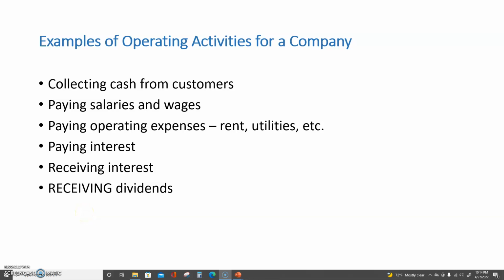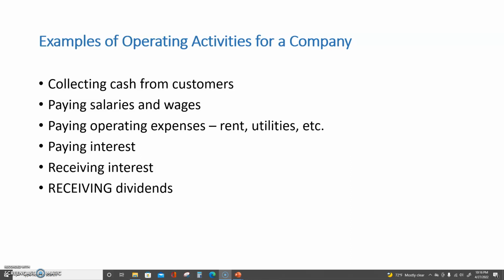In this section, we're going to look at examples of operating activities for a company. Whenever you see these types of activities occurring, they belong in the operating activities section of the cash flow statement. Collecting cash from customers is an example of an inflow of operating activities. Inflows are cash coming in, outflows are cash going out. So collecting cash is an inflow of operating activities.